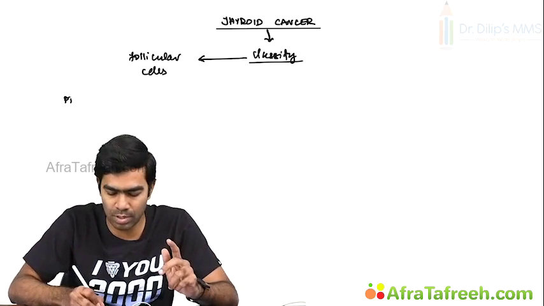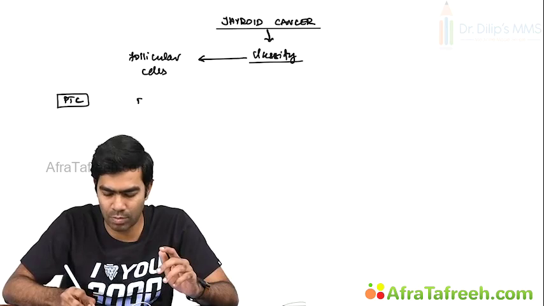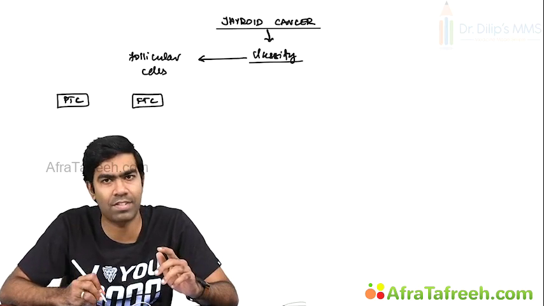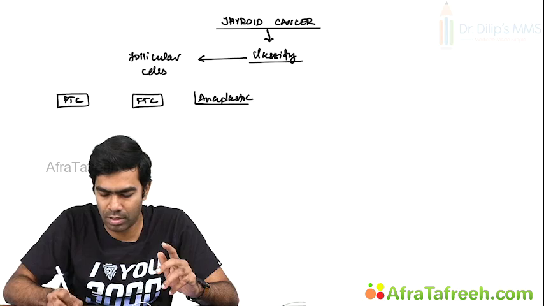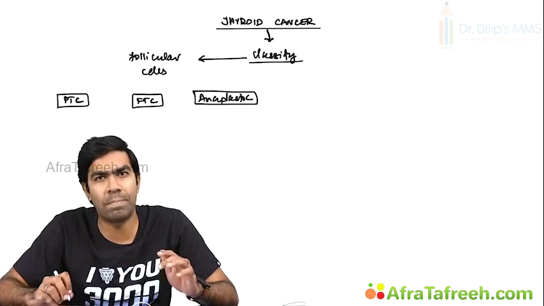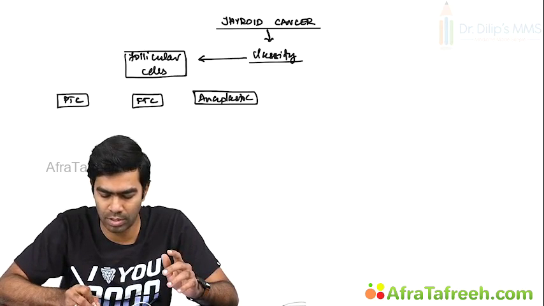We have three cancers. One is the papillary thyroid cancer, called PTC. Second one is the follicular thyroid cancer, called FTC. And the third one is the anaplastic thyroid cancer. Fine. So these are the three basic cancers that originate from the follicular cells of the thyroid gland.